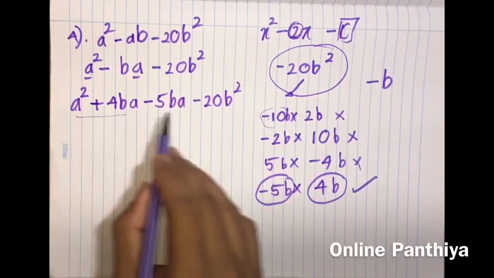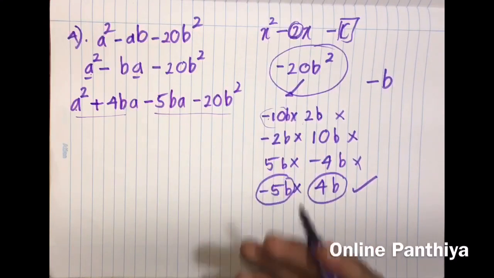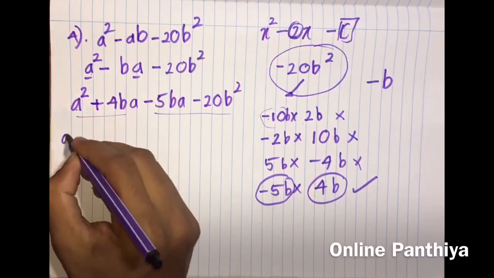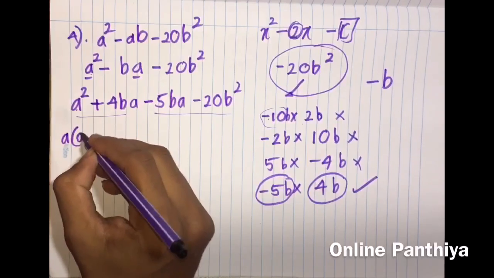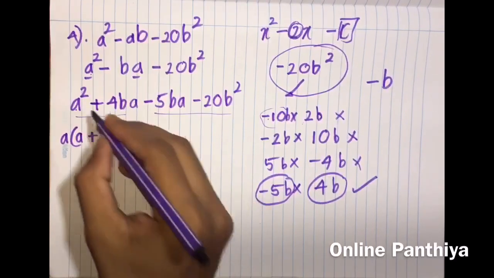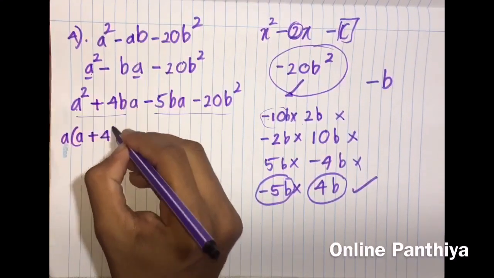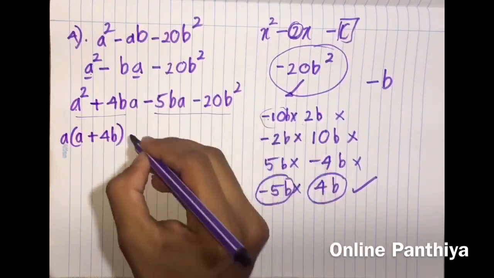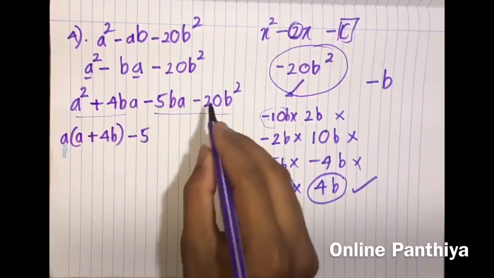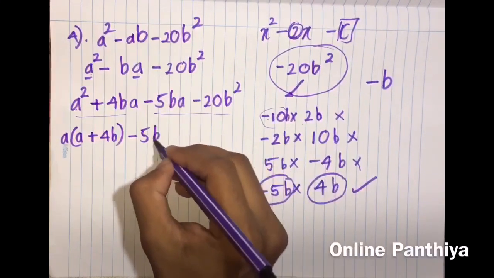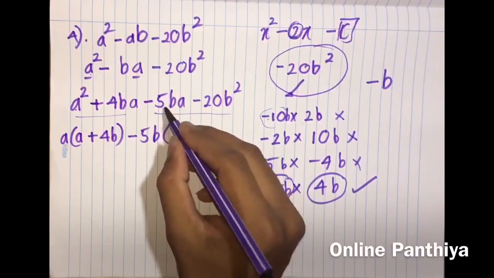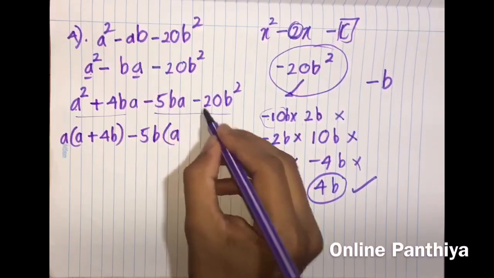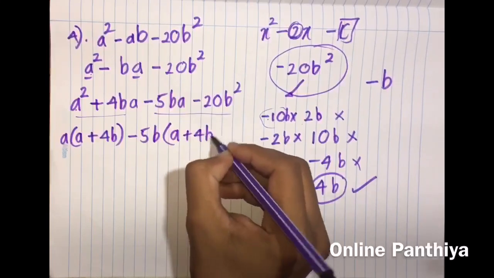Now take these two terms, consider these two terms, take the common term out. What is the common term here? A is common, therefore a plus how much? You can take 4b. When you come to this side, what is the common term? Minus 5, and you can take also b. So when you take minus b out, a plus 4b.